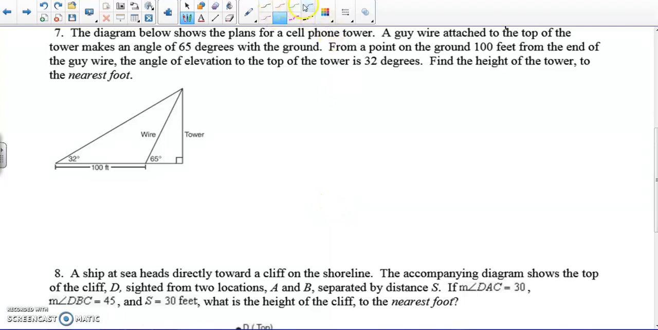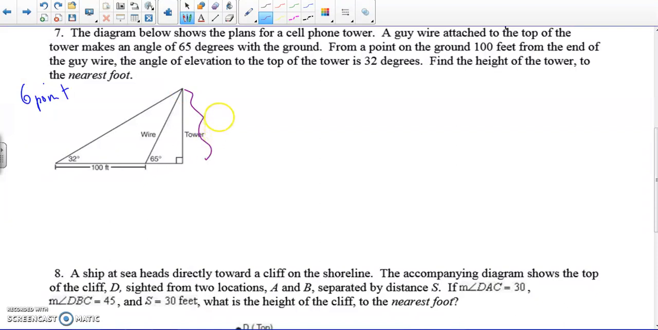All right, second part of this review, number 7 and 8. These would be 6-point region questions, so these are a little more difficult. We have a diagram below. We have a wire attached to the top of a tower, and we have a couple angles, and we know this point is 100 feet from the end of the wire. We want to find the height of the tower.